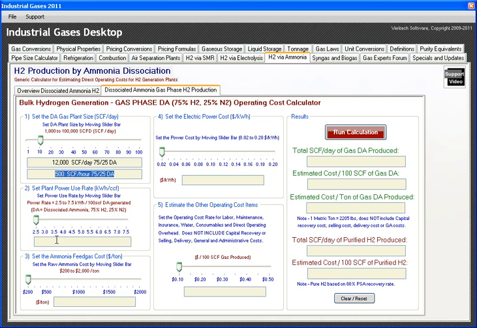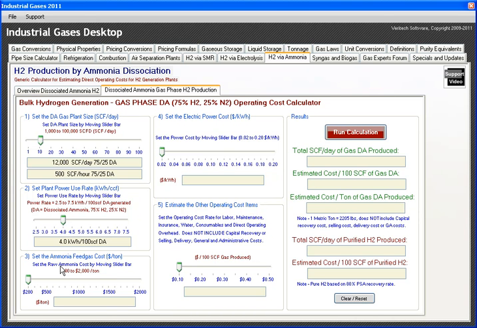We'll set in section number 2 the power use rate, and that is the kilowatt hours required to produce 100 cubic feet of dissociated ammonia. For our example here, and by the way, that could be anywhere from 2.5 all the way up to 7.5 for most units that are available in the market today, I'll choose 4.